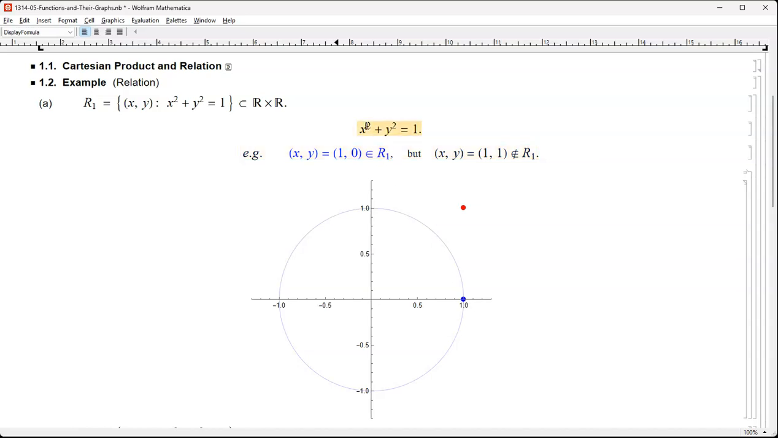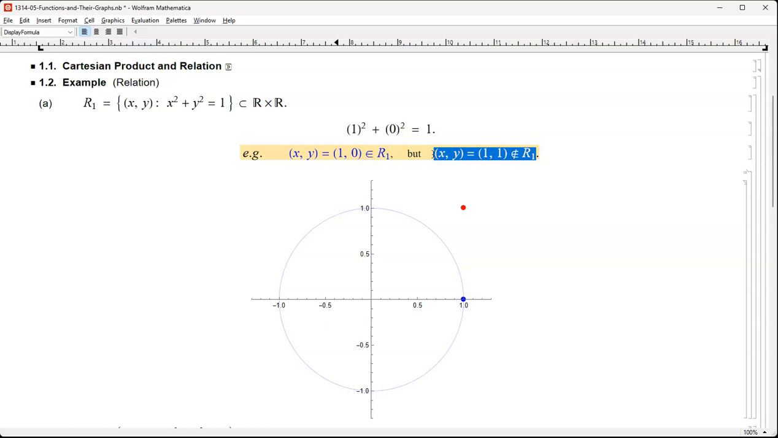Let's see, plug in x equals 1 and y equals 0. Is it true? Yes. 1 squared plus 0 squared is 1. That's true. In other words, 1 comma 0 satisfies this equation. In other words, 1 comma 0 belongs to this relation. As you can see from this visualization, it sits on the curve. So 1 is related to 0. Does it make sense? 1 is related to 0.